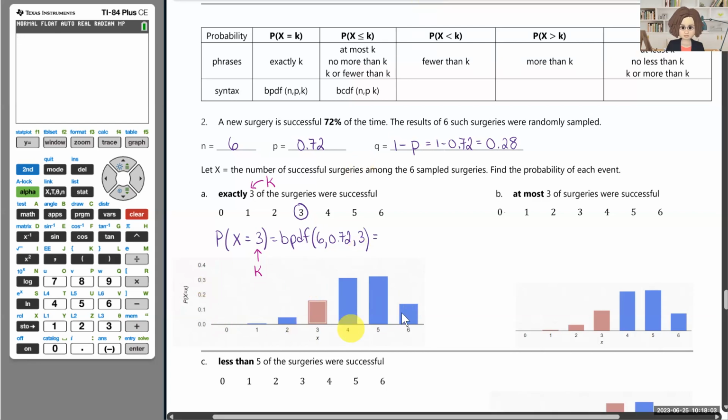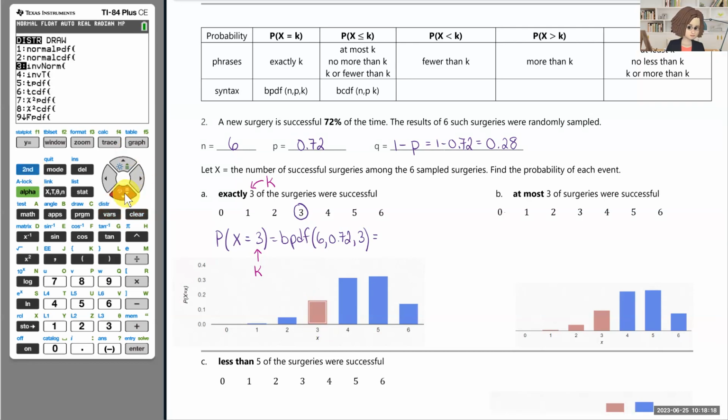All right, so in my graphical display here of my probability distribution, we'd be finding the probability or the area. We'll use area and probability interchangeably, the area of just this single bar. So we'll go to our distributions and binomial PDF for the exact case, and then 6, 0.72, 3 out of the 6 successes. And I'm going to round to 3 decimal places, so 0.164.